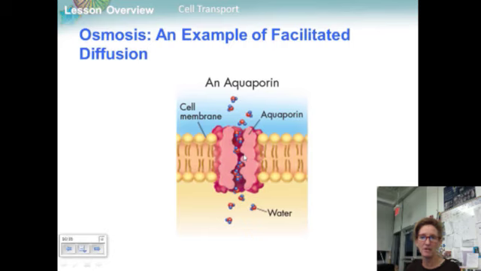Without aquaporins, water would diffuse in and out of the cells way too slowly for the cell to function properly. So the movement of water through cell membranes by facilitated diffusion is an extremely important biological process. It's the process called osmosis. And if you ever saw that movie Osmosis Jones, it's several years old now, it has nothing to do with this.